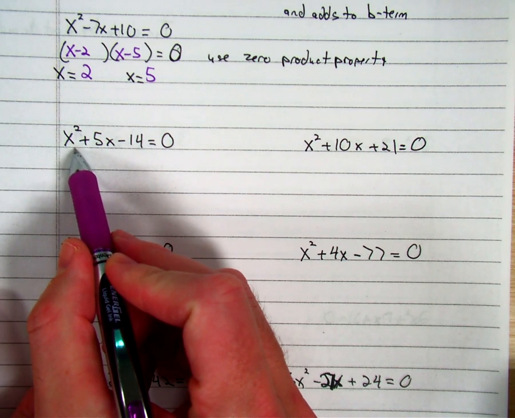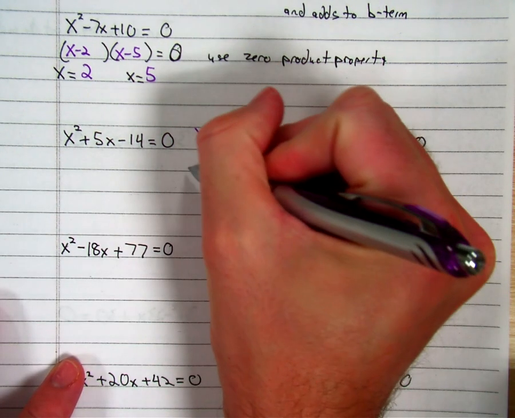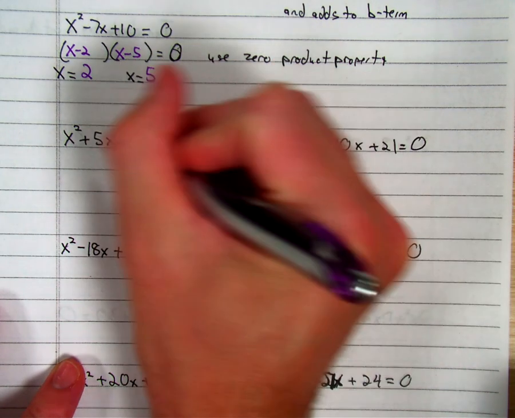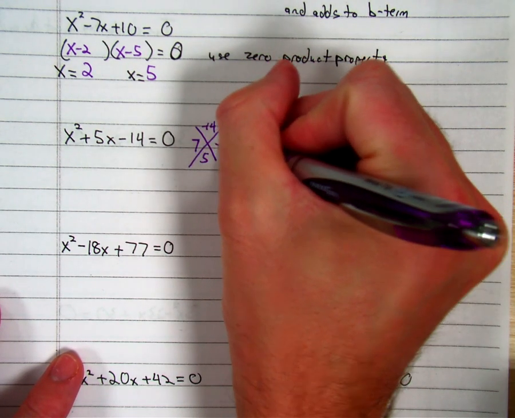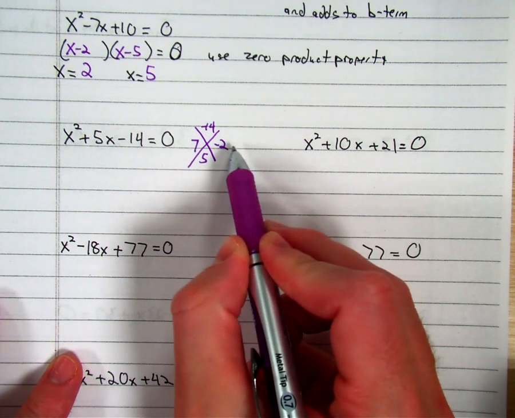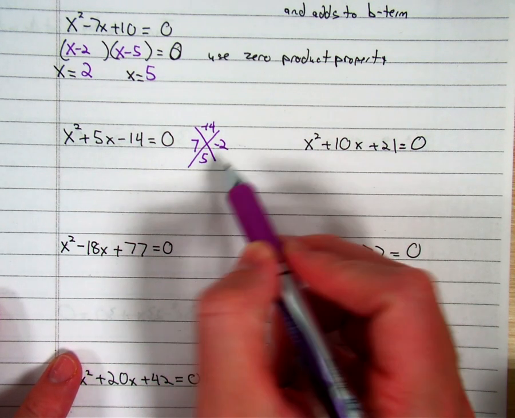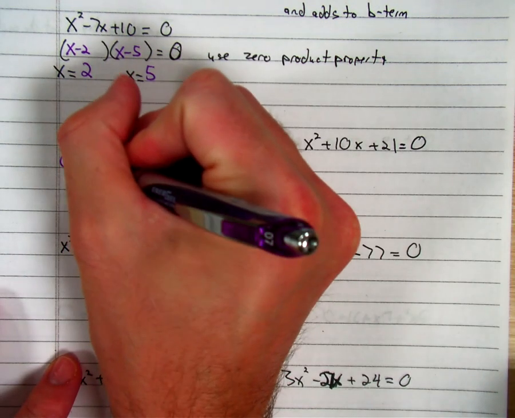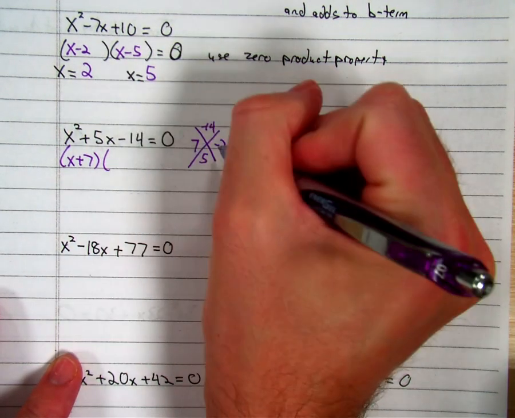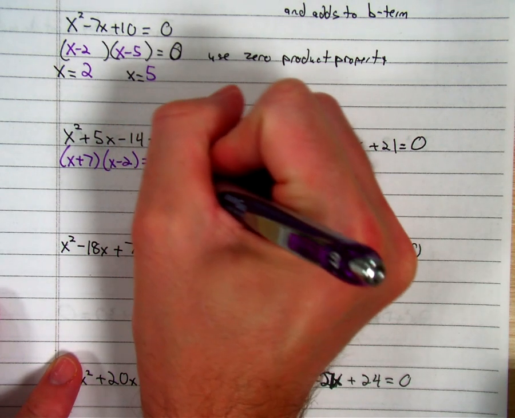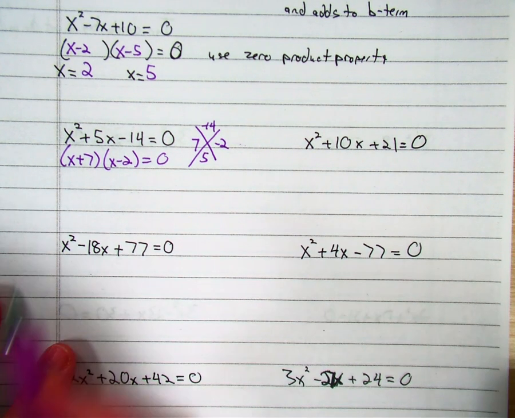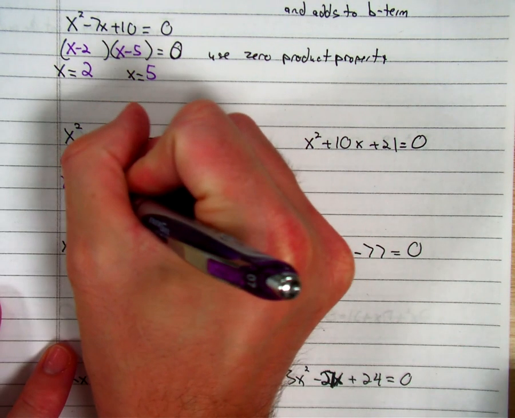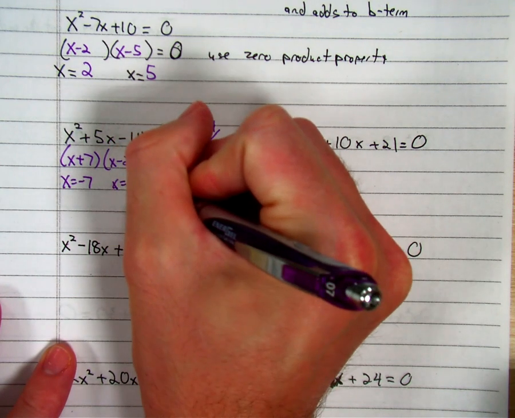So we're thinking about what's going to multiply to negative 14, but adds to positive 5. How about positive 7 with a negative 2? Multiply to negative 14 and add to 5. So we're going to go x plus 7, because it was a positive 7, and x minus 2. What makes each parentheses group equal 0? Negative 7 and positive 2.